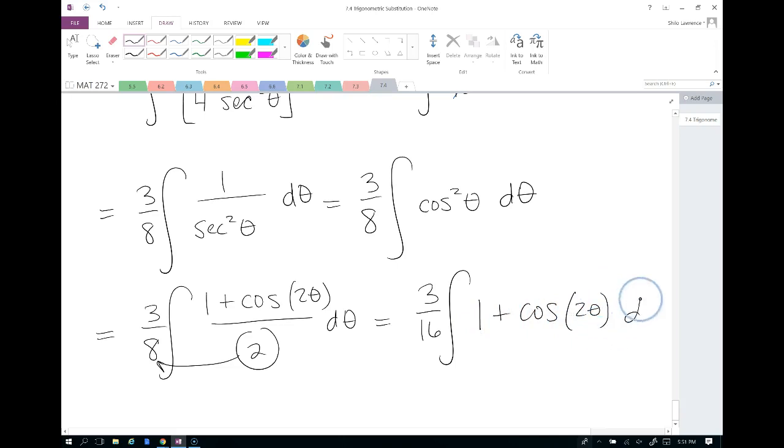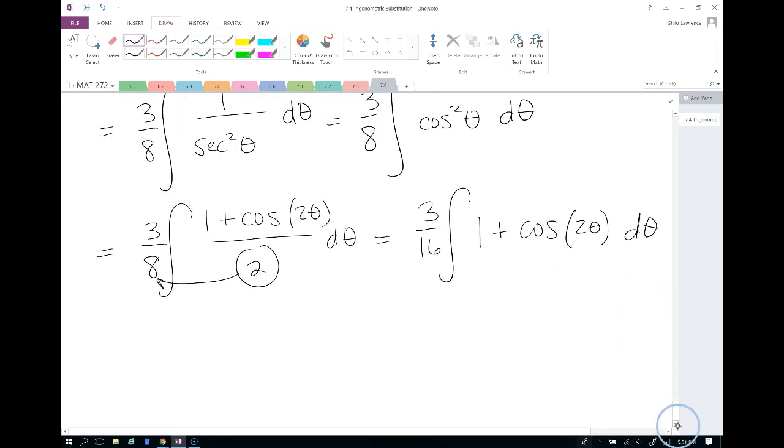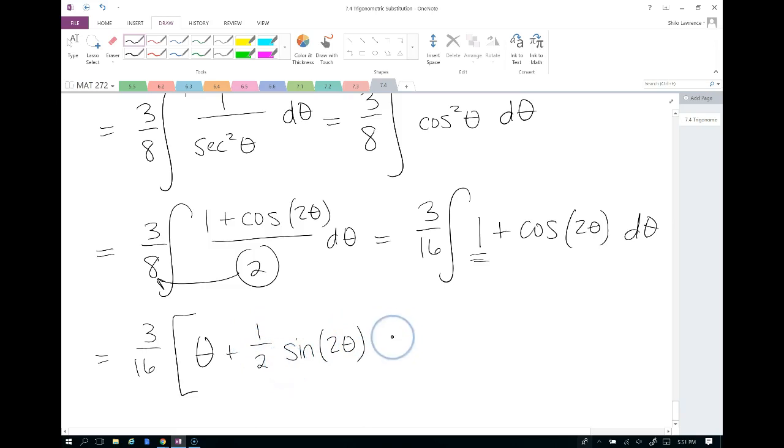And now we've got something we can integrate. The antiderivative of 1 with respect to theta is theta. The antiderivative for cosine is sine of the exact same angle. And remember, you have to flip that coefficient from the angle in the front. So we've got 3/16 theta plus 3/32 sine of 2 theta plus c.